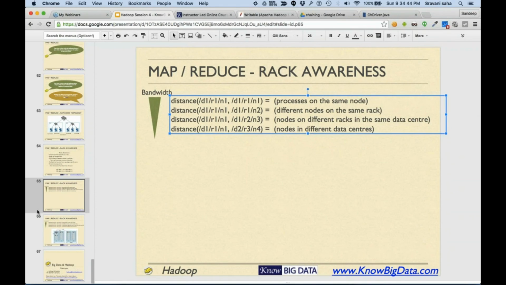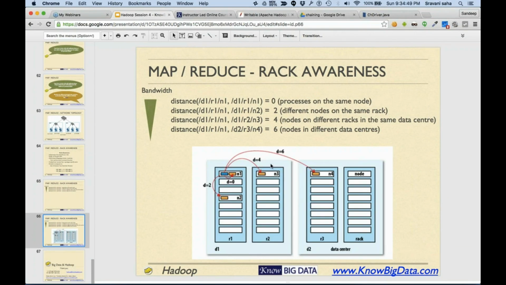Now similarly here, if you have two data centers, then you have this kind of distance. So visually, this is how it's presented. There are two data centers, D1 and D2. Both have racks and there are distances. All right, that's pretty much about the MapReduce.